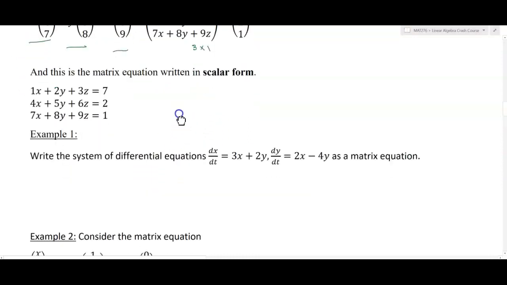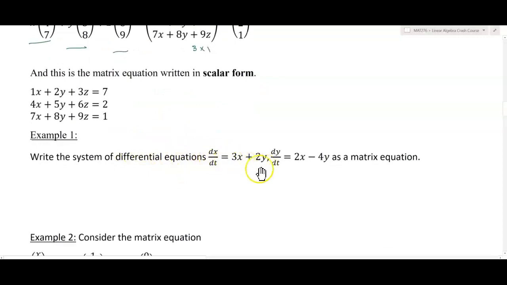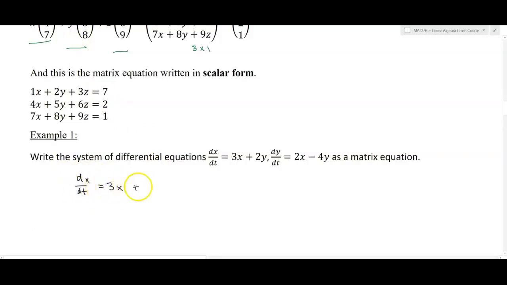So let's practice this a little bit. Write the system of differential equations dx/dt equals 3x plus 2y and dy/dt equals 2x minus 4y as a matrix equation. The first thing I'm going to do is write these two equations above one another like this. I'm basically working backwards from where we ended up in our little example here. Now I'll put some parentheses around these to say this is a 2 by 1 vector equals another 2 by 1 vector.